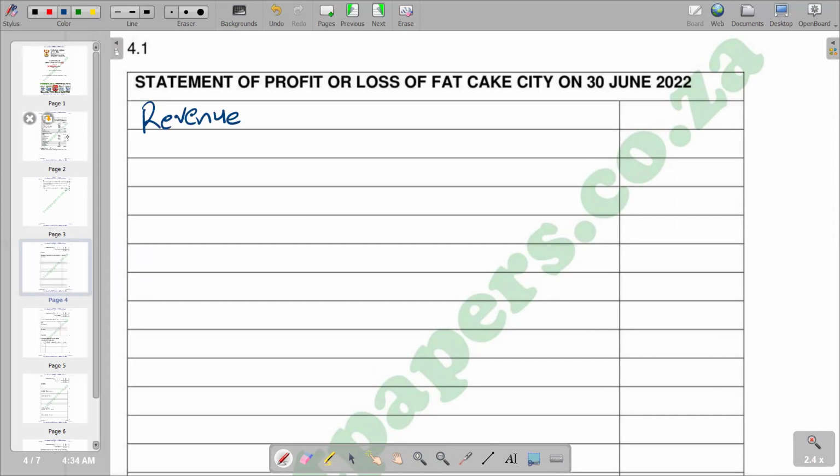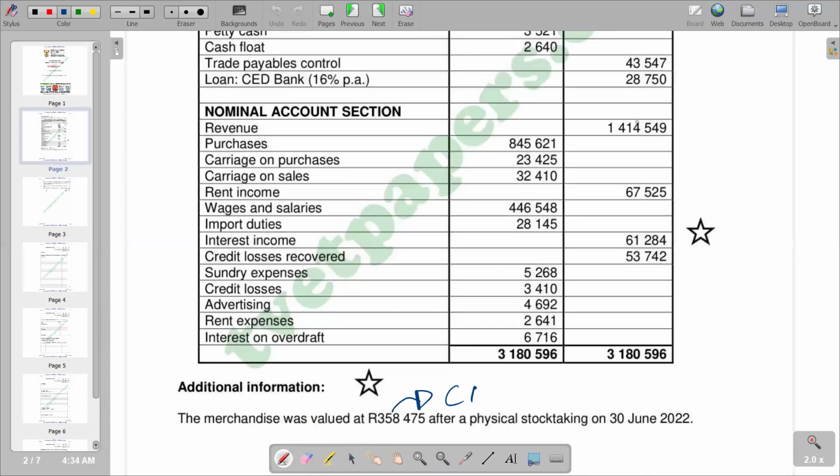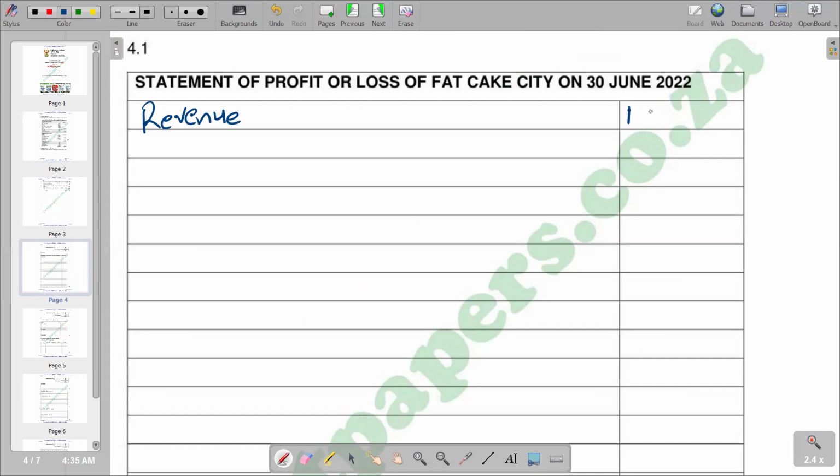So we are going back to the question to try to see what figure for revenue is given. We are given it as 1,440,549. Obviously, you need to check if you have got any sales returns given. You see that we do not have such. If you have got sales returns or trade allowances, we are supposed to subtract them from the figure for revenue to get the net revenue figure that we are supposed to put in the column. So we take 1,440,549 as it is.